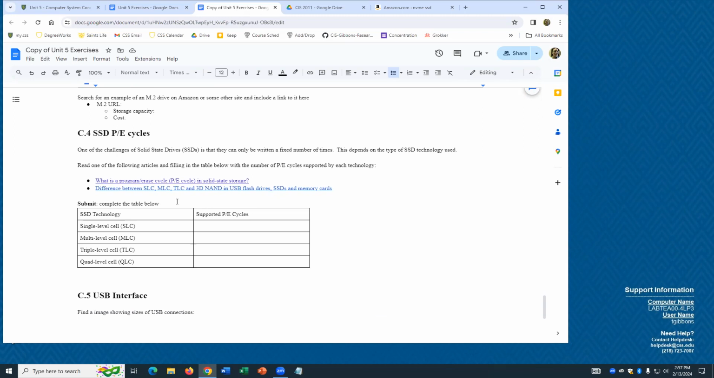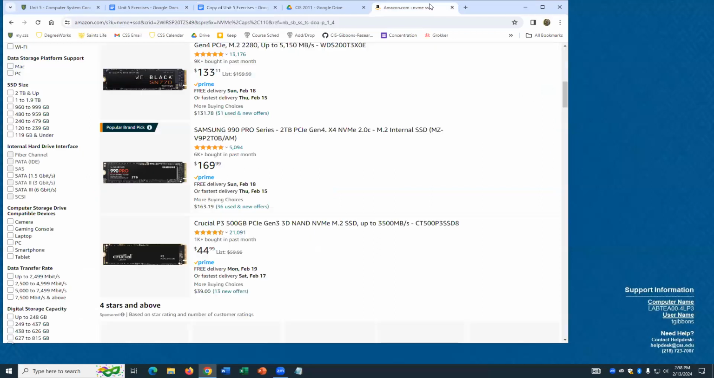Really? The same seller will have the same product. I have not seen that. Right there. What? Isn't it NVMe 2.0 and M.2 SSD? Yeah, interesting.